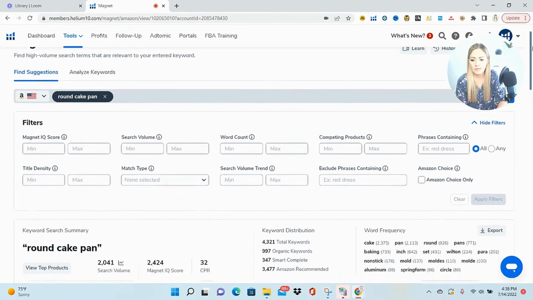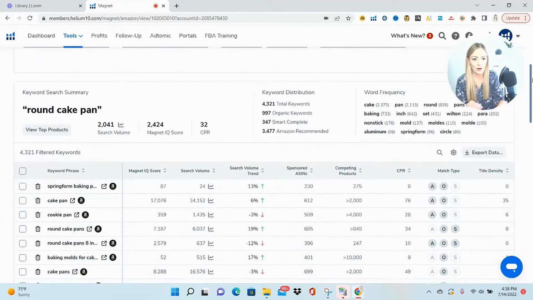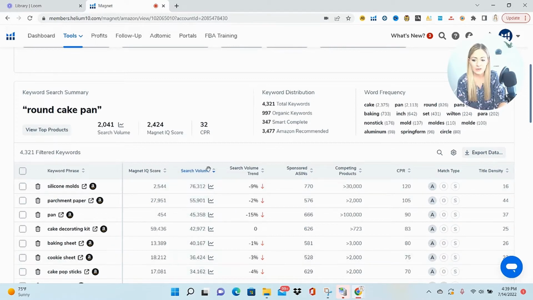Now I'm going to come down and I want to see how many people are searching for this on Amazon each month. And right here I can see over 2,000 people are searching for a round cake pan each month. And then down here, these keywords could also give us some more ideas. A silicone mold. So maybe we want to put some type of silicone mold with our round cake pan, because I can see the search volume for that is 76,000. 76,000 people per month are searching for silicone molds.